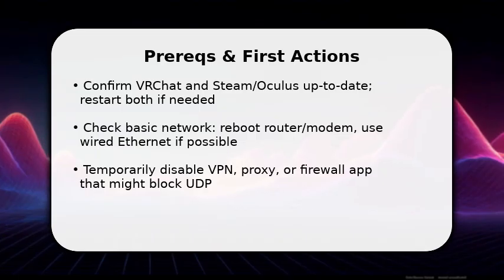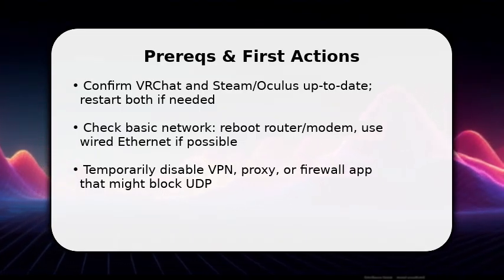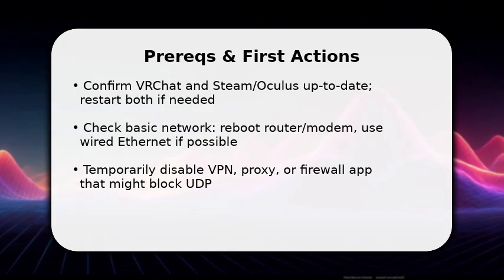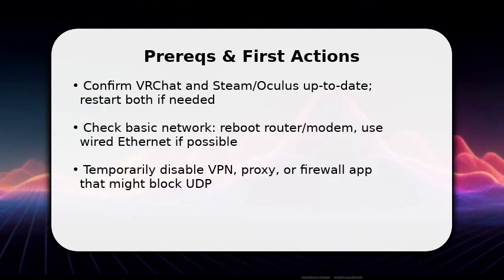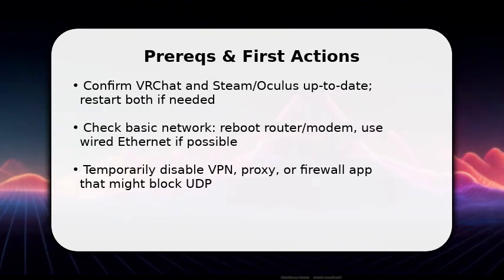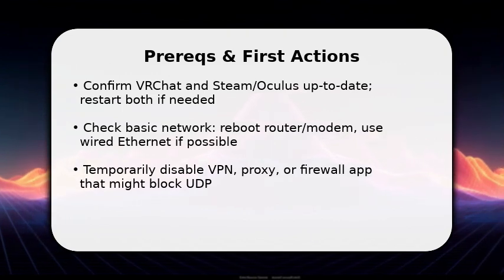Next, disable any VPNs, proxies, or third-party firewalls that can block UDP or NAT traversal. You're doing these first because they eliminate common external causes quickly. After these steps, you'll test a connection attempt to see if the timeout persists before moving into deeper fixes.